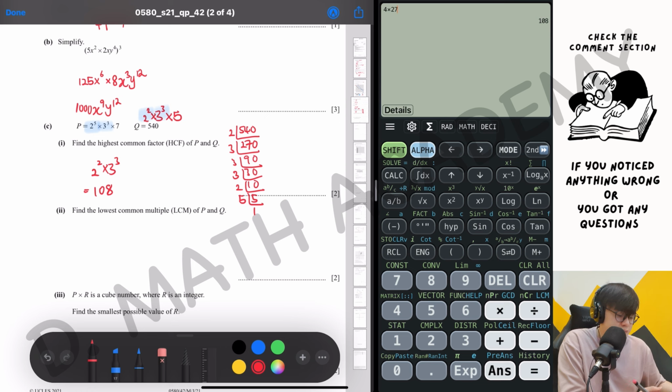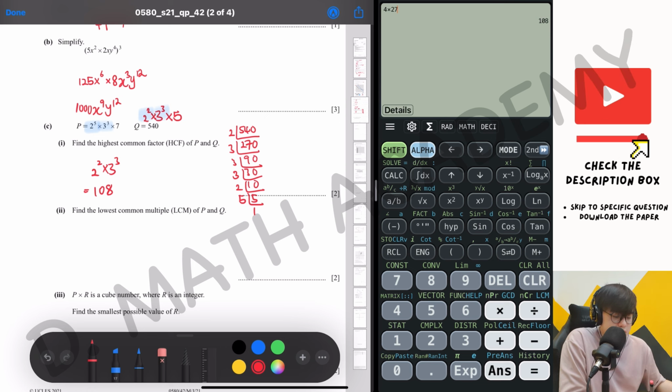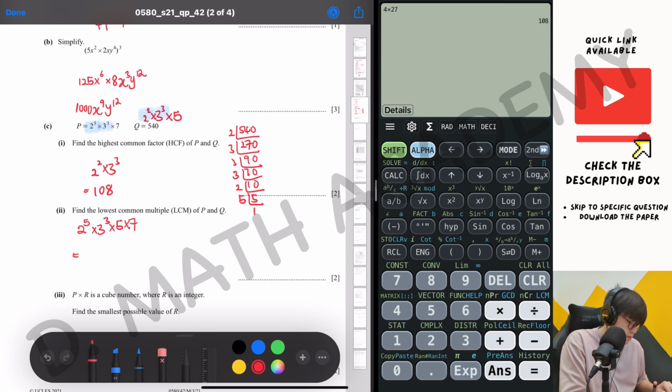As for LCM, it's just the same thing, but in a different way. Everything that is not repeating will be included, and the power will be the highest here. So your final answer will be 30,240.